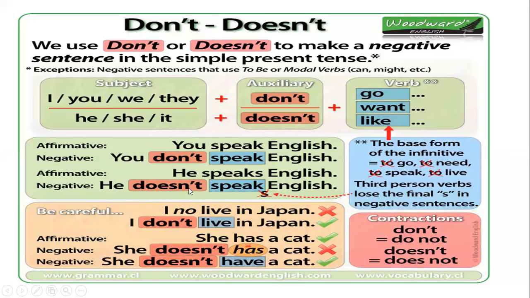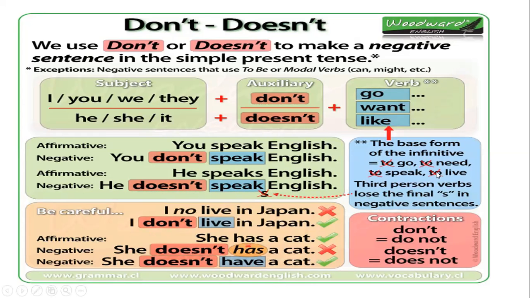For the negative, we only add doesn't. And the verb, the main verb in this case, speak, remains the same. He doesn't speak English. Okay, be careful. We don't say, she has a cat, but we don't say, she doesn't has a cat, porque aquí tenemos ya el auxiliar, ¿verdad? Doesn't. Entonces, has, no es necesario, nos queda have. She doesn't have a cat.